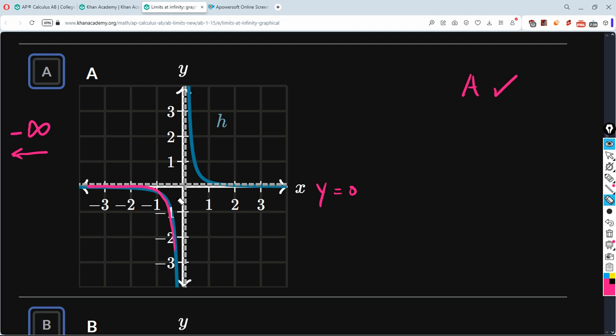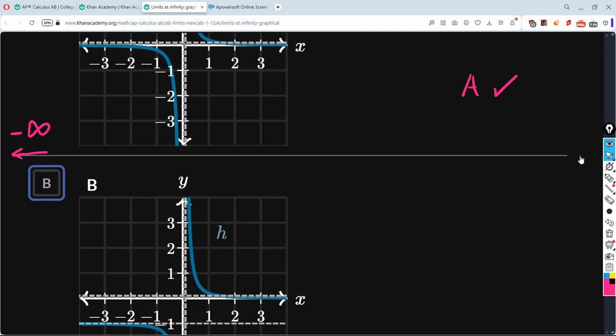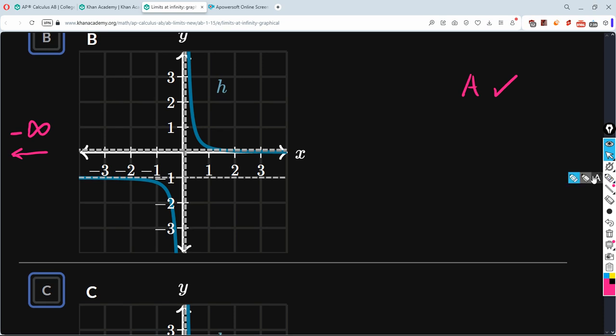All right, let's check the other graphs. Headed toward negative infinity, if we just trace the graph to the left, this graph is approaching y equals -1. You can see the asymptote right here, but we want the ones that approach 0. So B is no good.